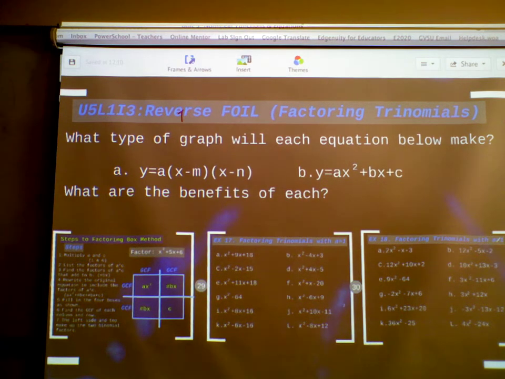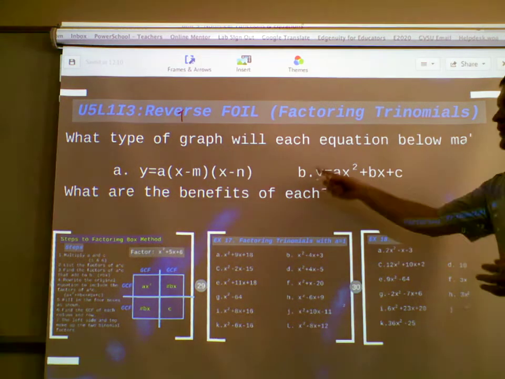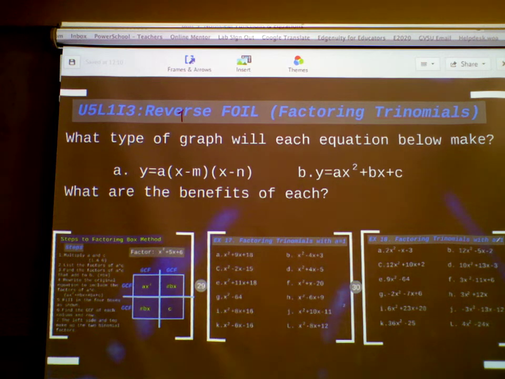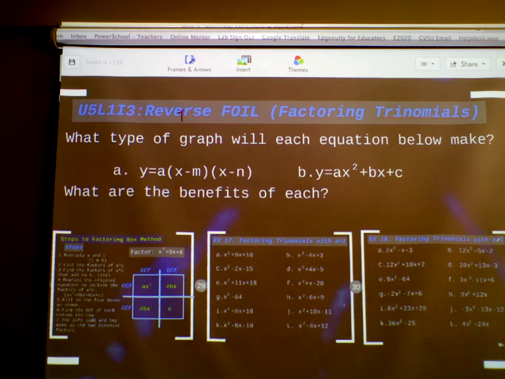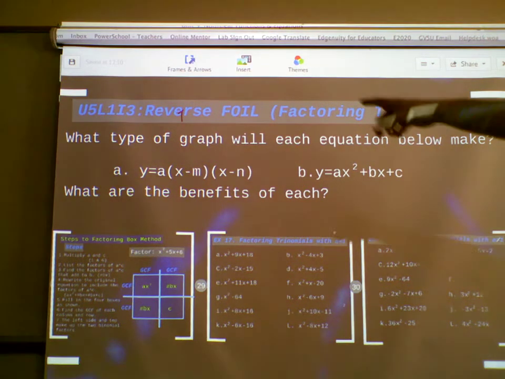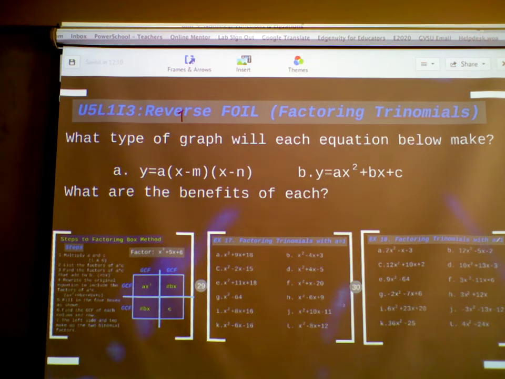All right. Any questions before we get started? Okay. Now equation A and equation B make a graph. If I were to put those equations in my calculator, what would they make? What would A make? Parabola. Good, Bruno. What would B make?